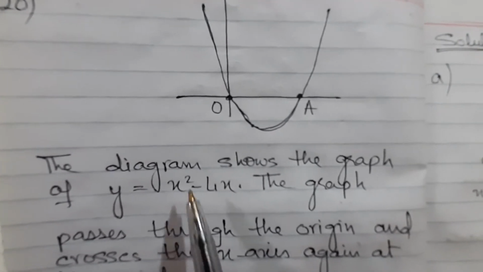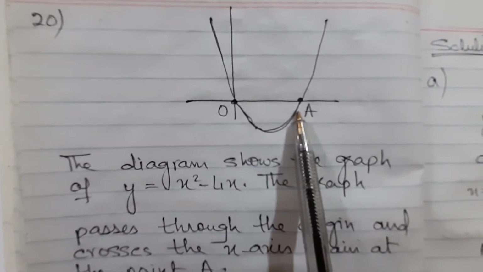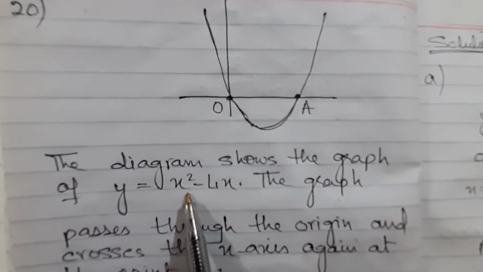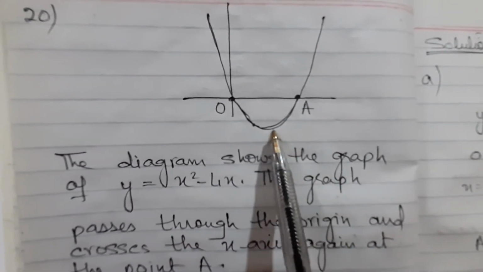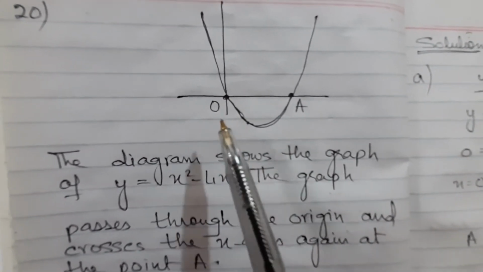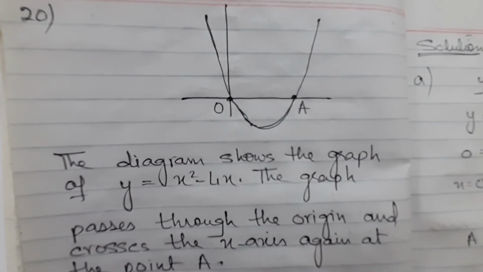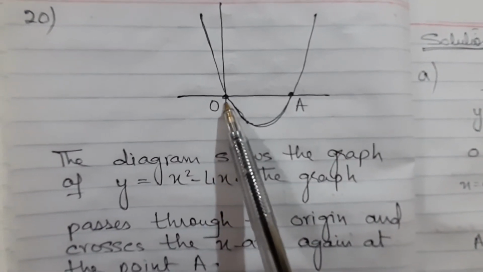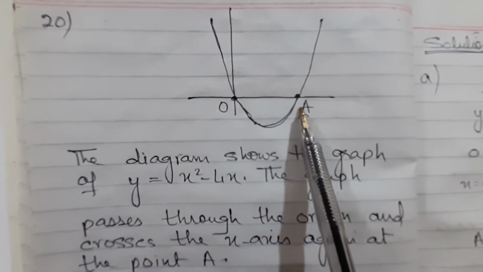Okay, so question is saying the graph is given to you and it is said x square minus yx is the equation of this curve. You have to find out few things about this curve. O mean origin, so this point is 0, 0. You have to find this point.